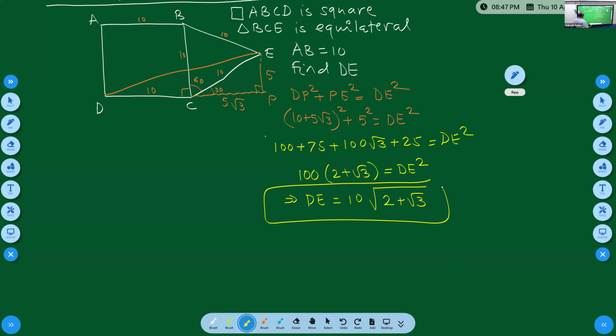Instead of this construction, you can join this and consider right angle triangle QDE. You'll get the same result. This was the problem.